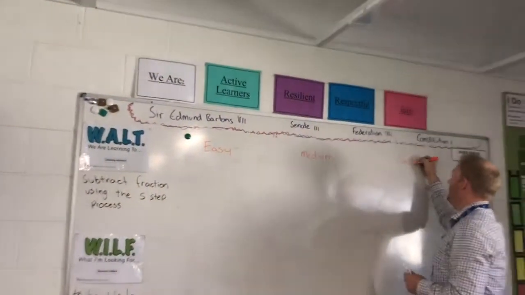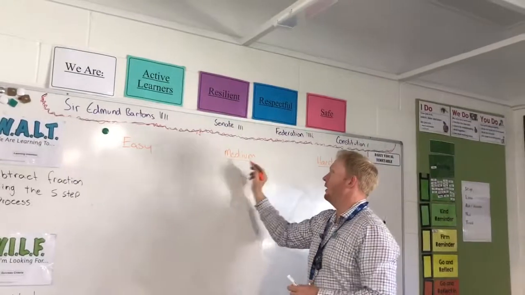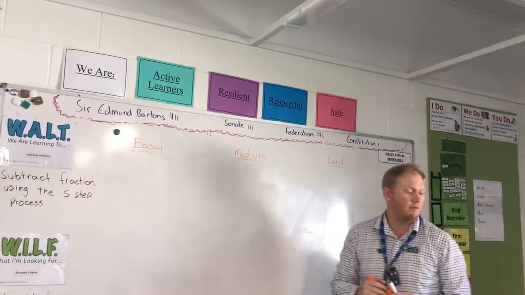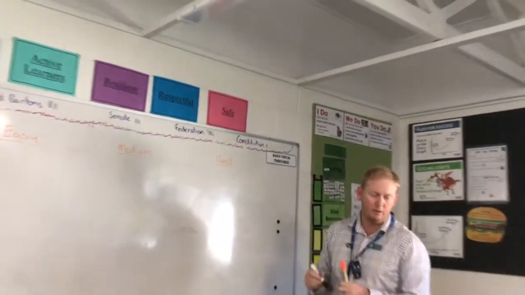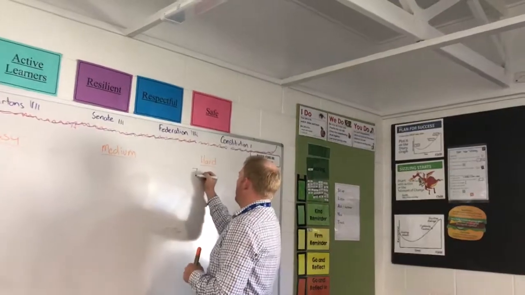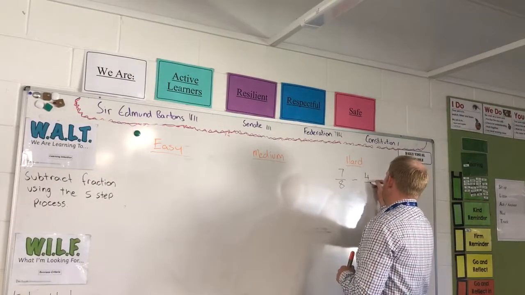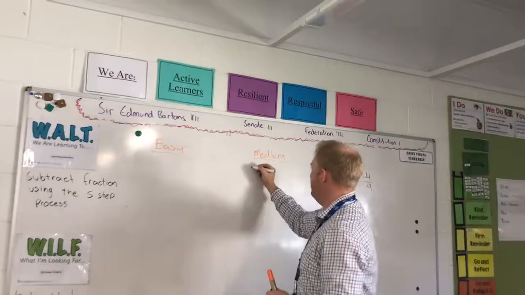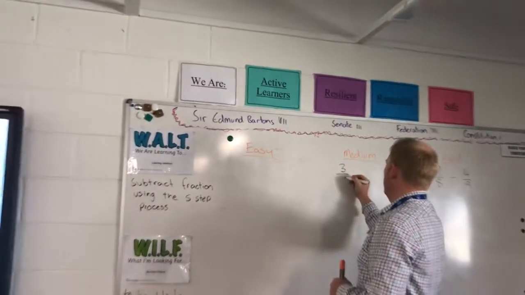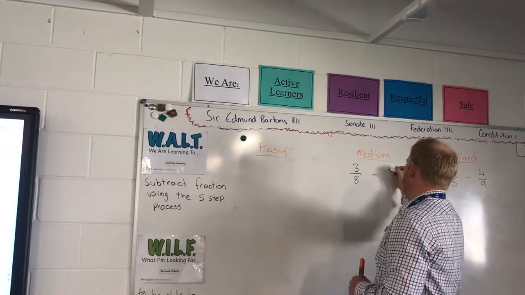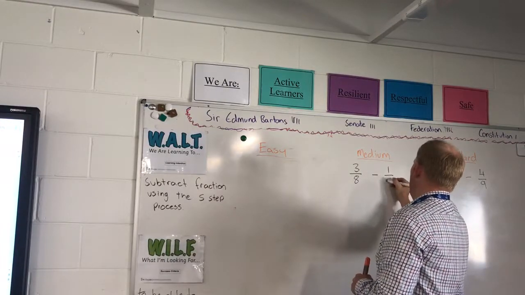Now I'm going to write the hard one up first, and the reason I'm going to write that up first is so that you have that little bit of extra time if you're working on that. So, 7 over 8 minus 4 over 9. Medium, 3 over 8 minus 1 over 5.